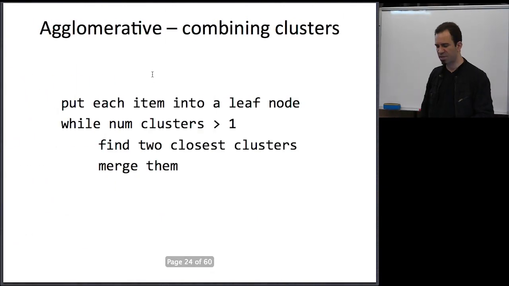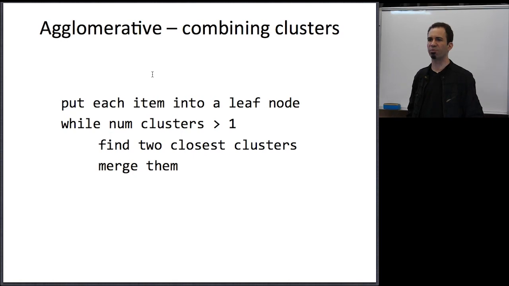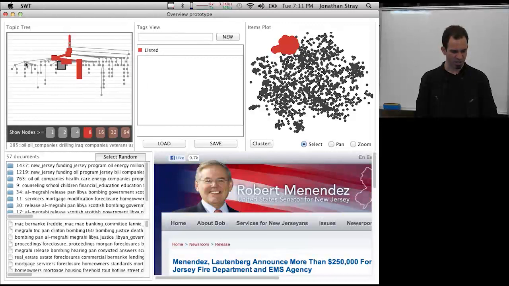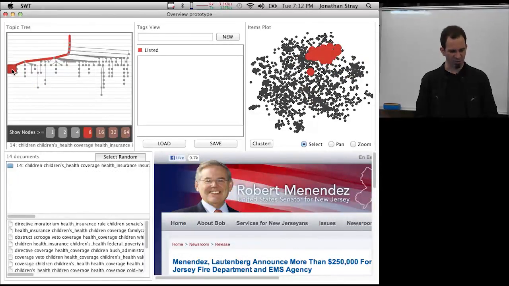So this is what agglomerative hierarchical clustering looks like. It's a dead simple algorithm, really. Does everybody know what I mean by a leaf node? What you end up with from a hierarchical clustering algorithm is a tree. A flat clustering algorithm just gives you a list of these are your clusters and these are the items in each one. A hierarchical clustering algorithm gives you this tree. It says, here's this node, and inside it I have these smaller nodes, and inside that one I have these smaller nodes.